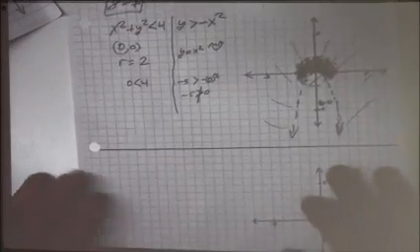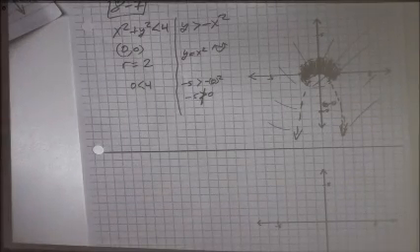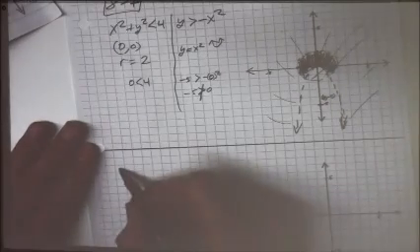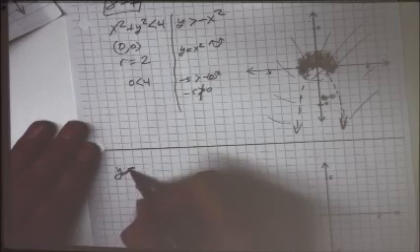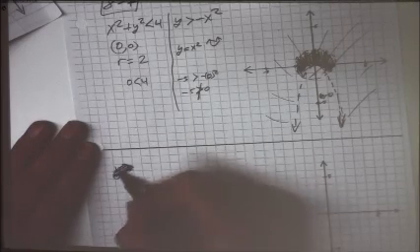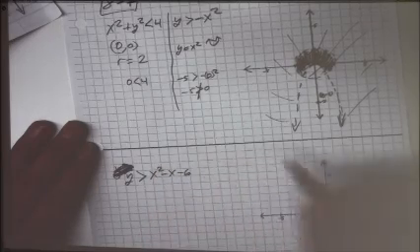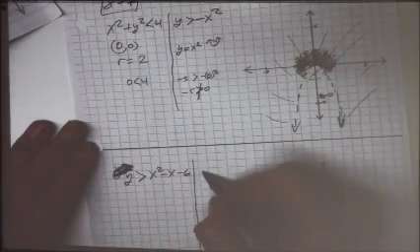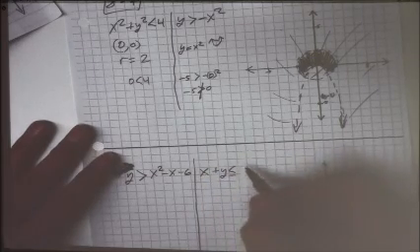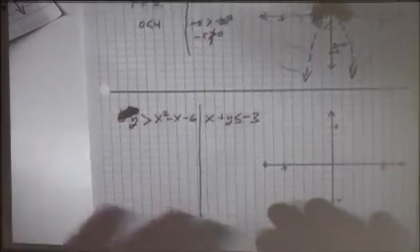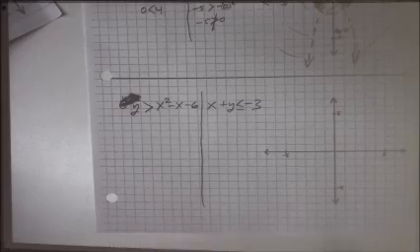So let's do a couple more. Okay, so this one down here, let me take some notes off of this. I'm going to give you another parabola, y is greater than, sorry, I messed that up, y greater than x squared minus x minus 6. And I'm going to give you a linear inequality: x plus y is less than or equal to negative 3. Okay, so you need to graph this.